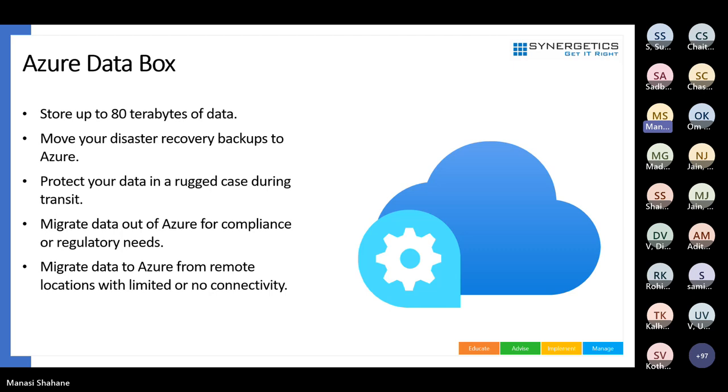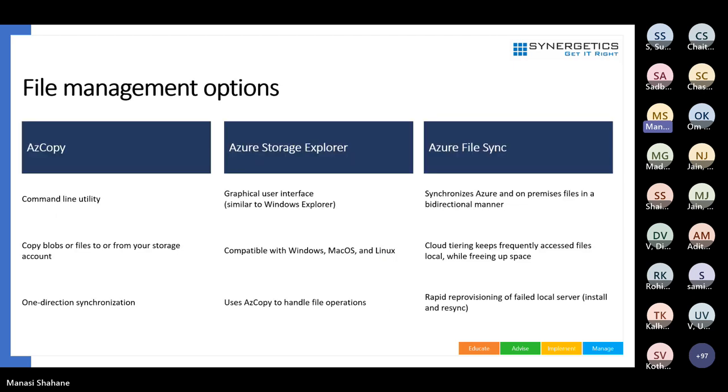So if you have data that is 80 TBs in size, and you want to recover this data in a faster way, you put it in that box and you give it wherever you want to, and you can do any migration option. You can migrate your data to any place, or you want to protect the data while that data is being transferred, you can use the data box service. So it's actually like a physical box that is there.